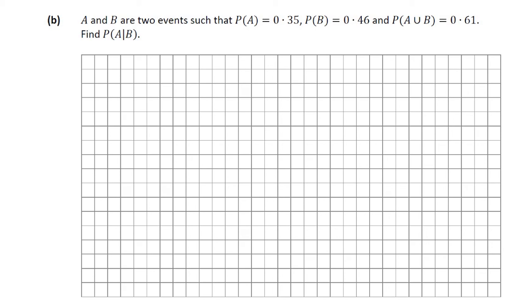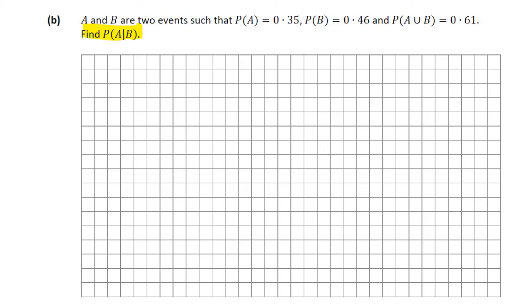In this video, I'm going to be looking at some past paper style questions based around probability. And this one comes from a mock paper and it's to do with conditional probability. So A and B are two events such that the probability of A is 0.35, the probability of B is 0.46, and the probability of A or B happening is 0.61.